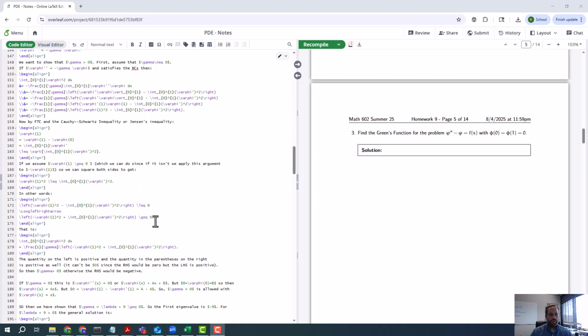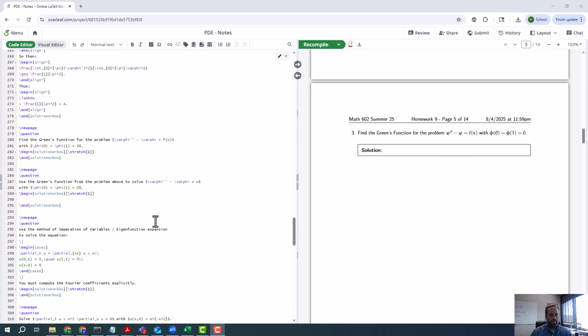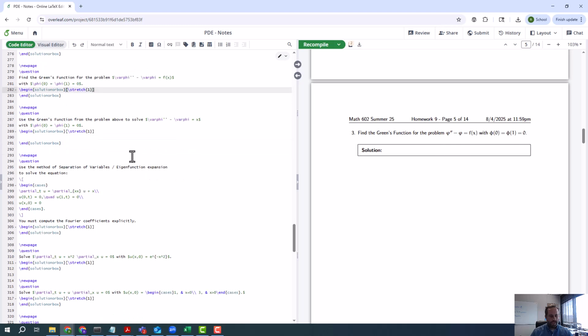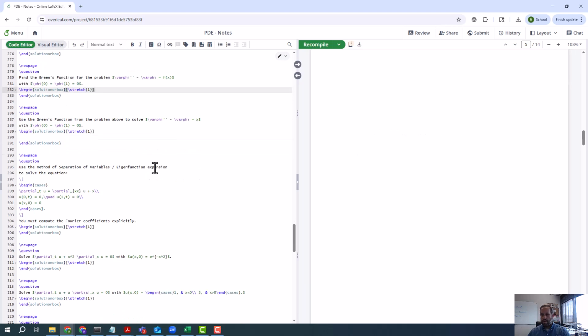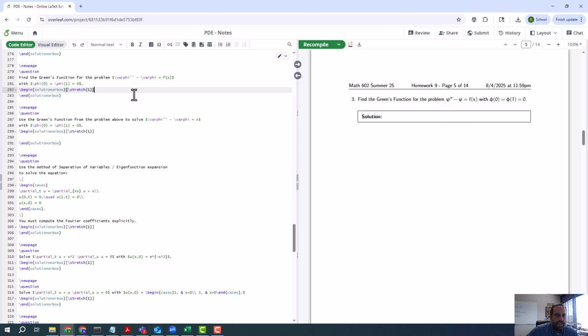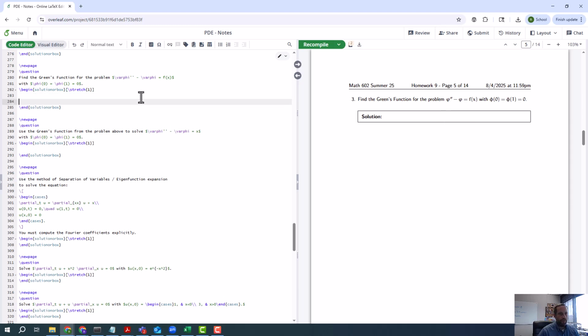Okay, so let's do this problem now. We want to find the Green's function for this problem. I want to just talk generically. I'm probably not going to have this written up in the solutions. Maybe I'll keep it, I don't know. But here's the idea of a Green's function.